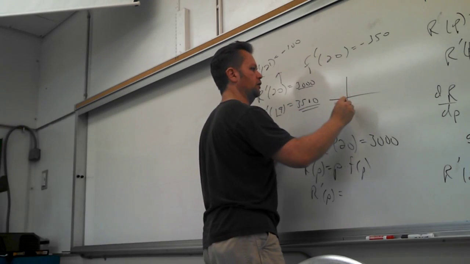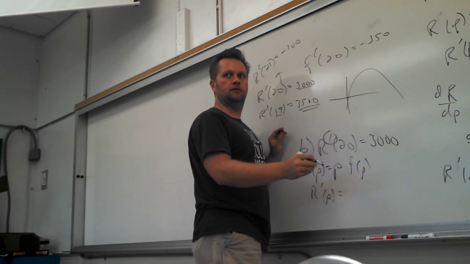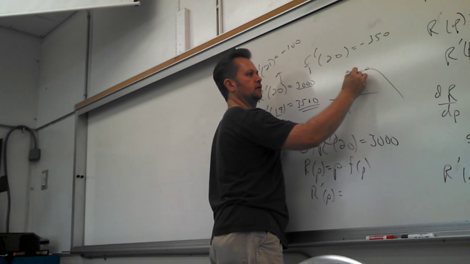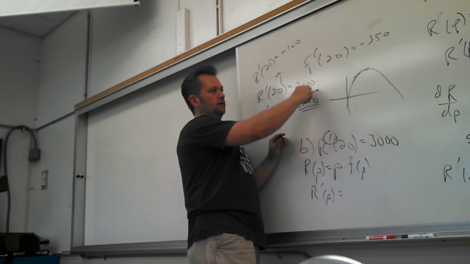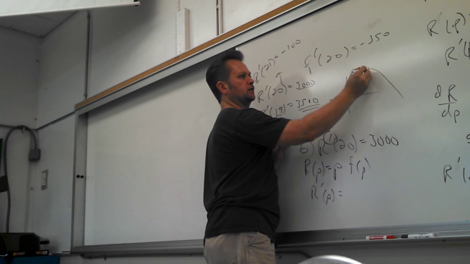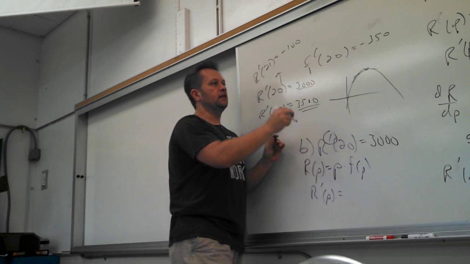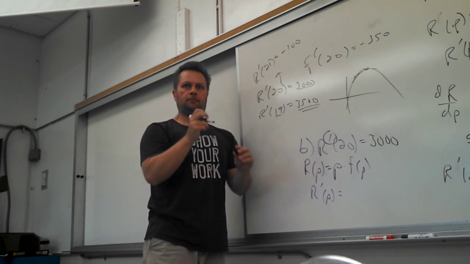So my revenue function, where of course is the best place to be on that function? The top. And what's happening as I get closer to the top? The slope is getting closer to zero. So how do I know I'm at the top? If I take one more step and the slope becomes negative. Now if it was zero, that means I'm right at the top.